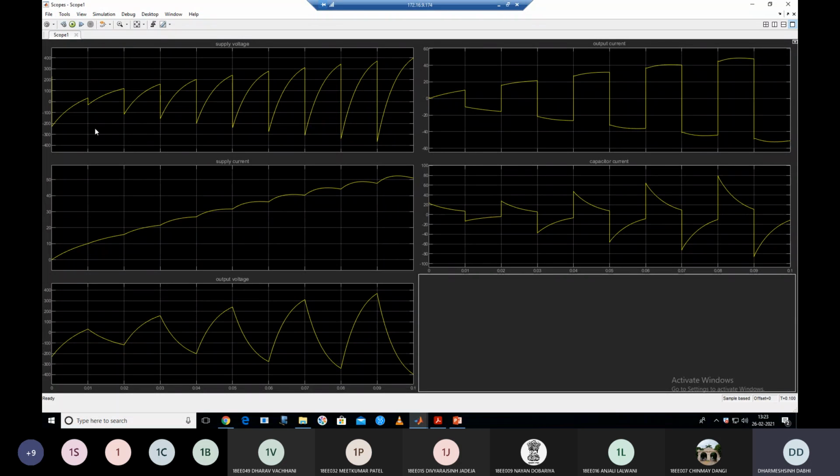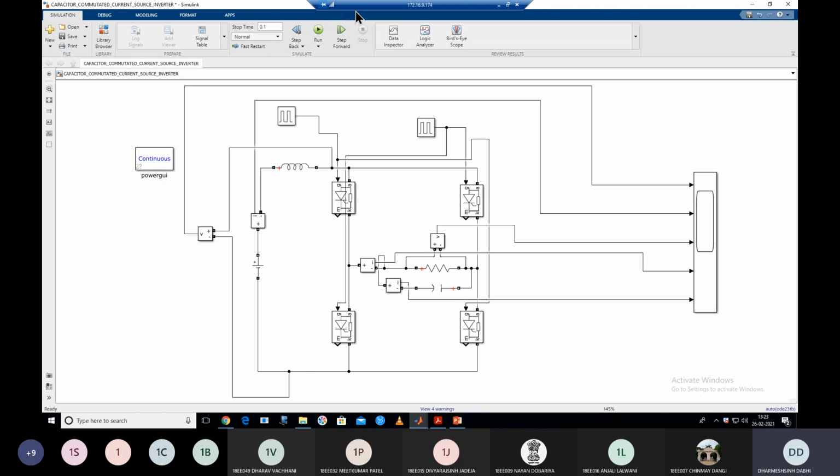Initially you get a low value of supply voltage because of the inductor. In the same way, the supply current initially starts from 0, but after that, in steady state condition, it settles down to a constant value. Because I have taken only 0.1 second here, you can see this linear. But if I take this time higher, let's say 0.6 second, then I run this simulation.